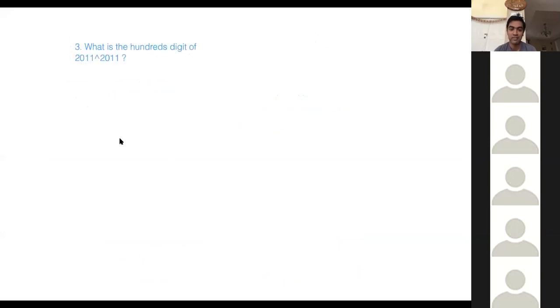Any ideas on this? Okay, so this is a harder question, but let's start off thinking about, is there any way of simplifying this? Like I'm thinking about the hundreds digit of 2011 to the power 2011. Can you tell me it's the same as something else?